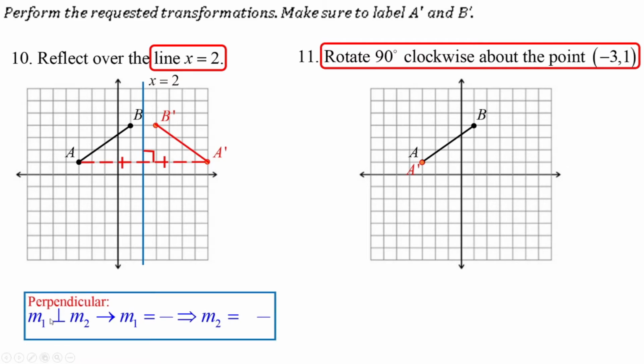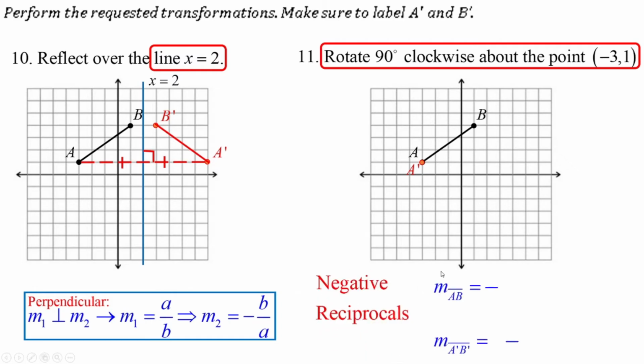And now remember your rule for slopes of perpendiculars. M sub 1 is perpendicular to M sub 2. What that means is if M sub 1 is A over B, rising A and running B, then a perpendicular M sub 2 would be, well, there's no negative, so I'm going to put a negative, and then the reciprocal of A over B, B over A. So I need the slope of this segment so I could find the negative reciprocal. So what's the slope of segment AB? Well, I'm rising 1, 2, 3, and I'm running 1, 2, 3, 4.